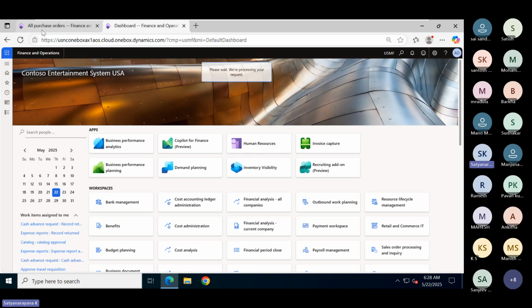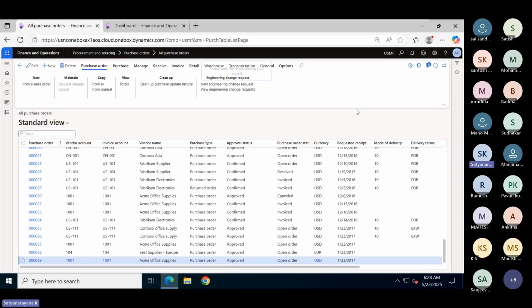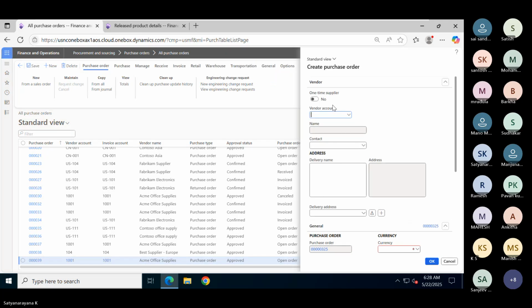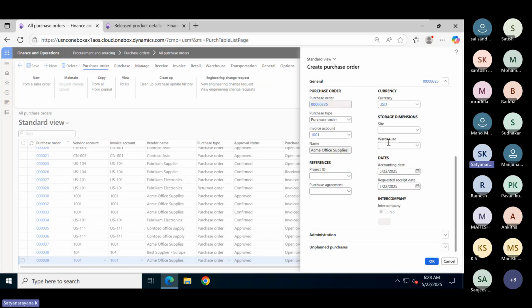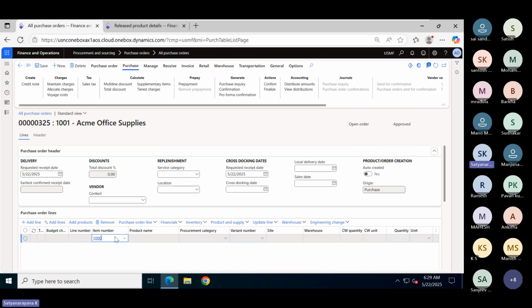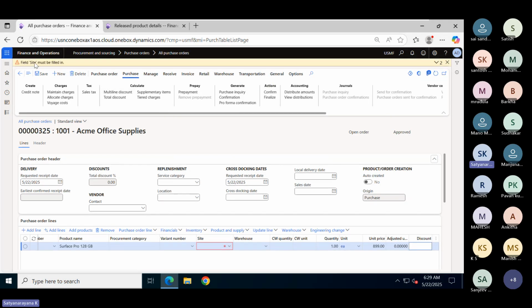Okay, I'm clicking on new purchase order. Click on new. Select the vendor and select warehouse. I need to select warehouse, but I intentionally skipped that one. I'm selecting the item and entering the quantity. Save. Now I'm getting an error warning message.